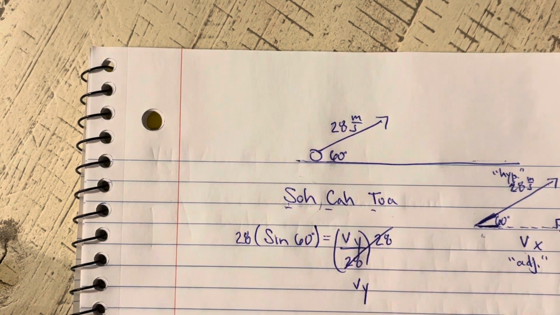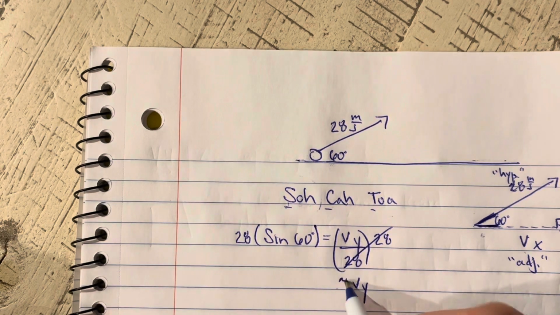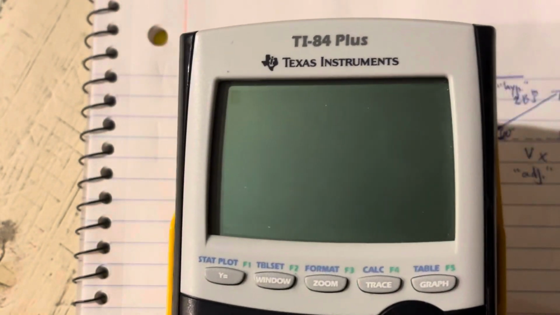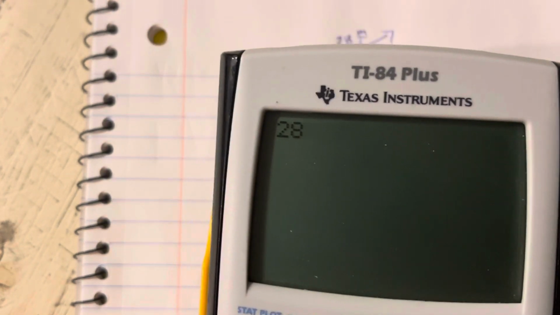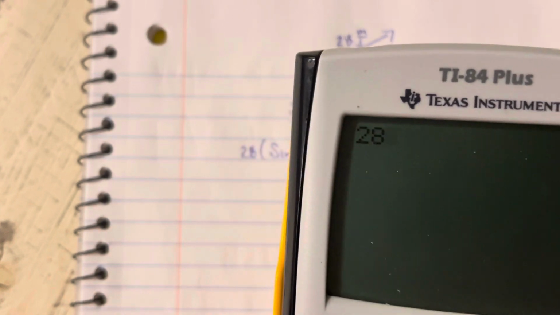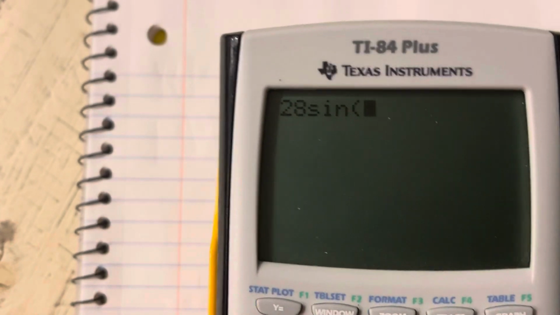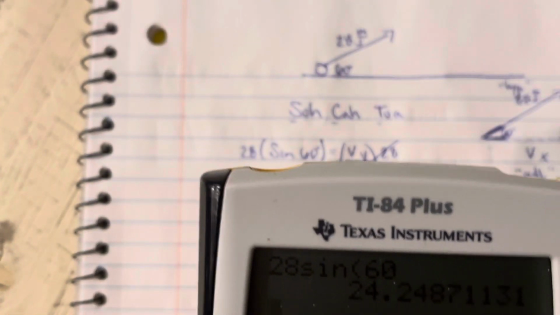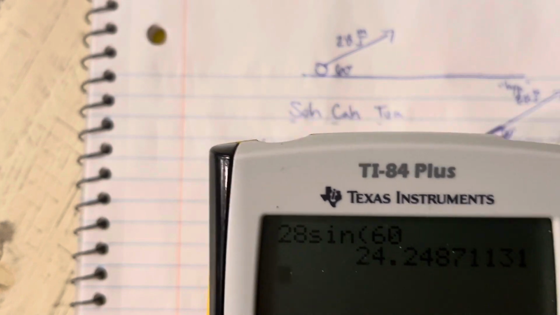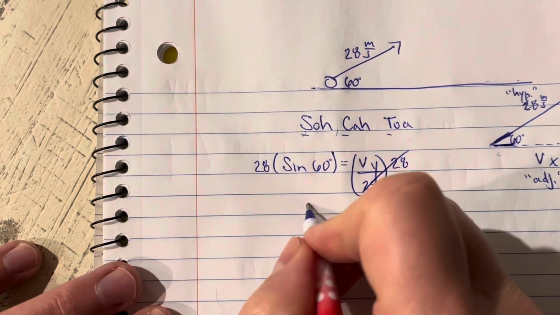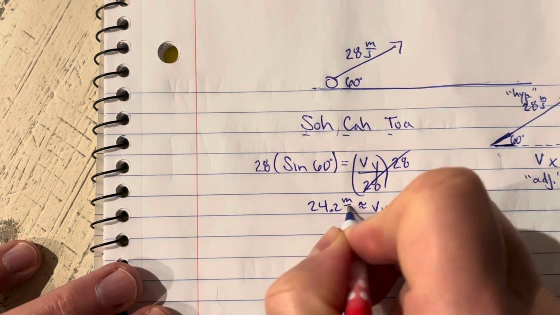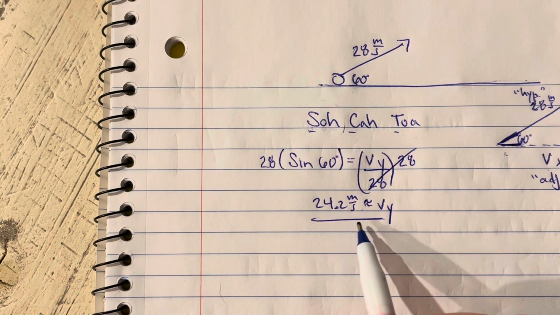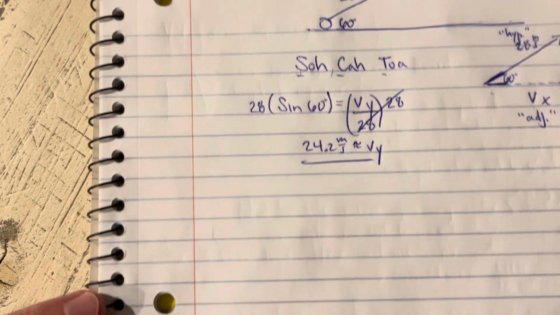So Vy, the vertical component of the velocity to start out, now you can type this into the calculator just like you see it. So 28, you don't even need to do the parentheses or the multiplication. 28 sine 60. So approximately 24.2 meters per second. So this ball is going to behave vertically the same as if you just kicked it straight up at 24.2 meters per second.